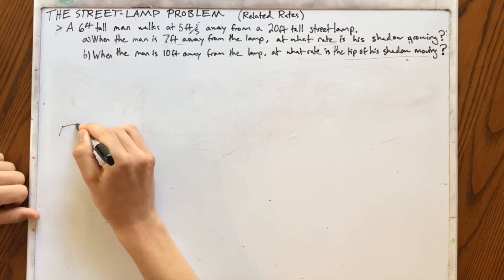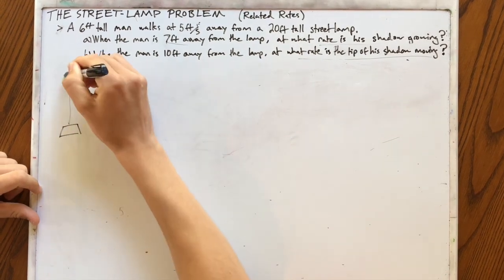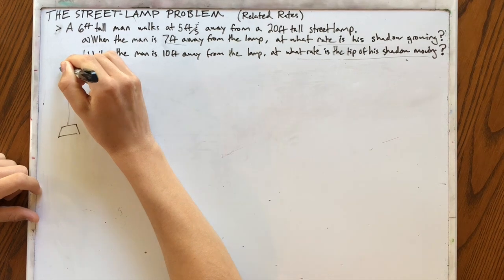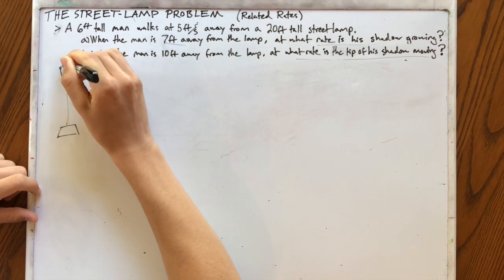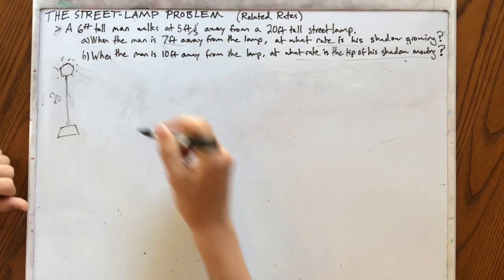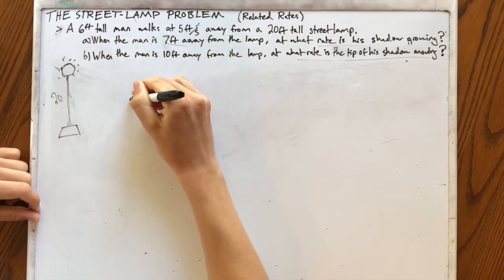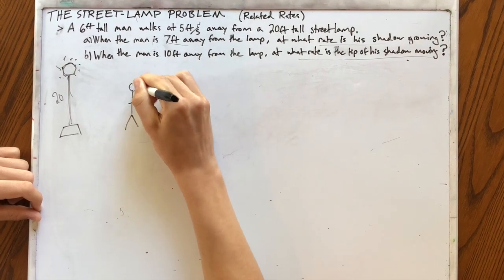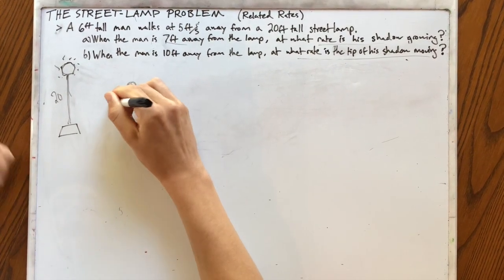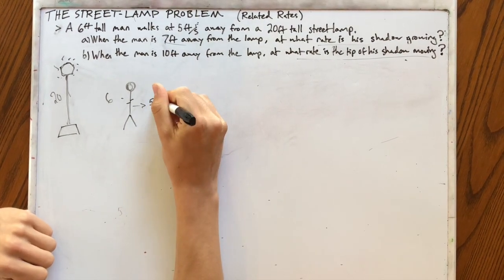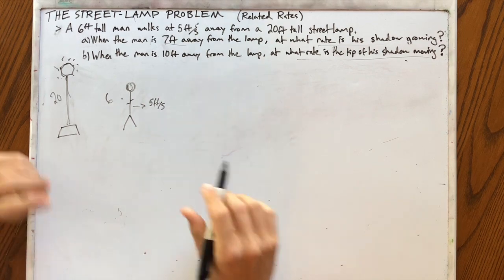So I'll draw a little lamp post here. I don't know why I'm trying so hard, but see, it's a lamp post. This is 20 feet tall. And then we have a 6-foot tall man. He's got short arms and they're a little off center. Okay, 6-foot tall man, and he's walking away at 5 feet per second.